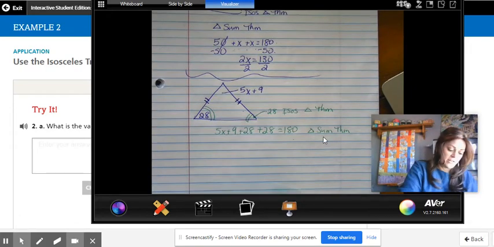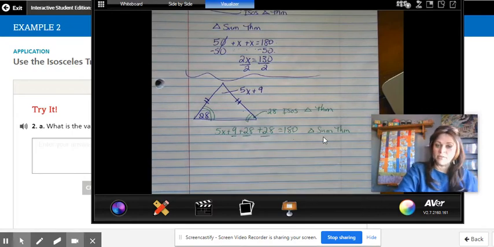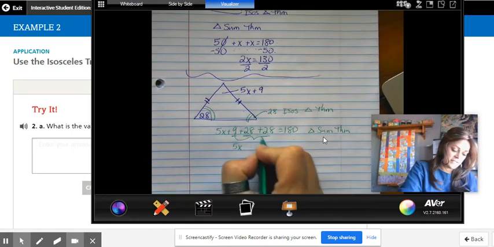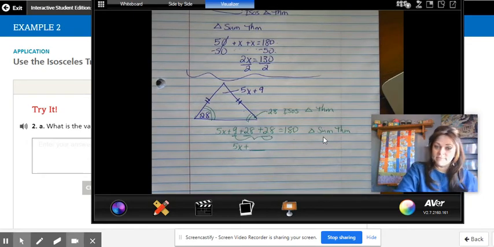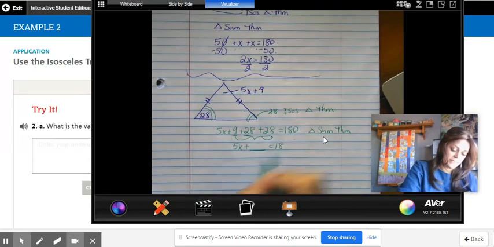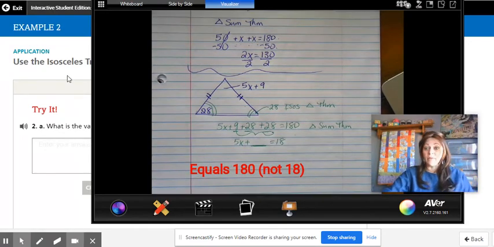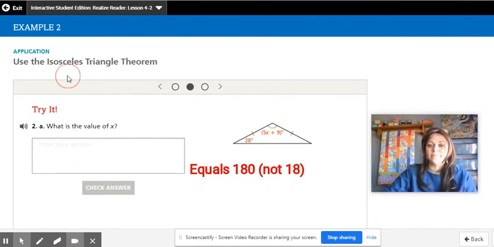So, and then you're going to solve. Combine like terms. Notice I'm not doing it for you. You'd have 5x plus whatever that is equals 180, and go from there. Try that one. Check your answer when you're done.